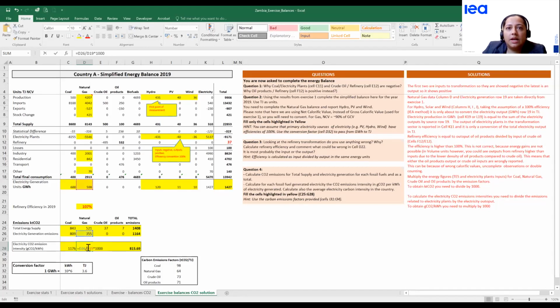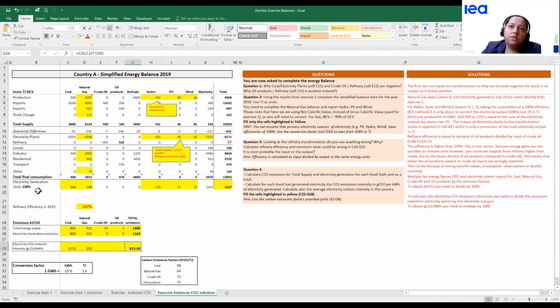Same for natural gas. You take your electricity generation emissions from natural gas, you divide by the natural gas electricity generation, and you multiply by 1000. And the total here, you would take your total emissions from electricity generation divided by the total electricity generation times 1000.